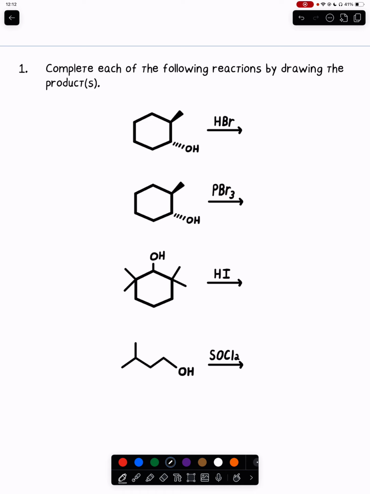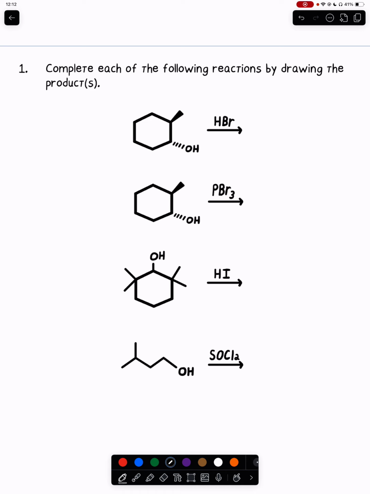In this question, I'm asking you to complete each of the following reactions by drawing the products. You can assume that means to draw the major products, but there's nothing wrong with drawing all the possible products. Right. So in this first one here, the one with the secondary alcohol using hydrobromic acid, just think about what's happening here.